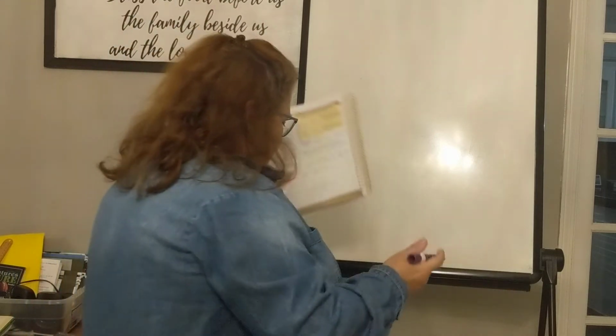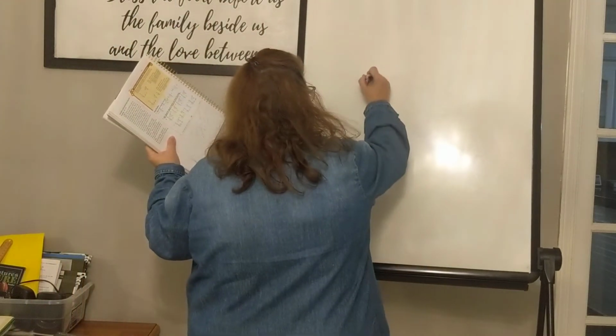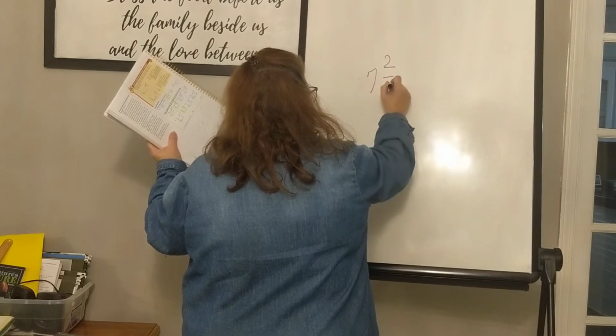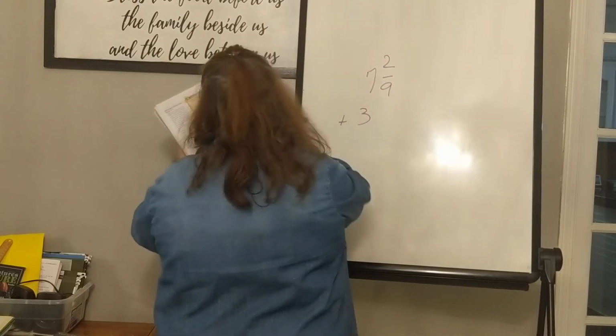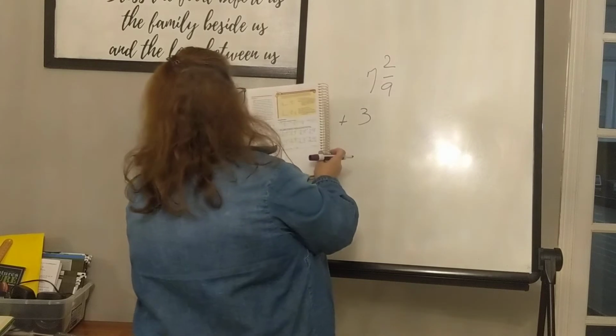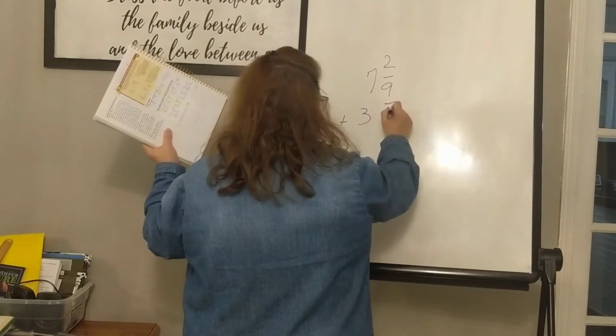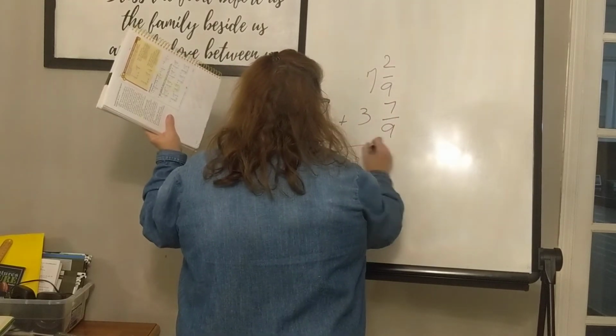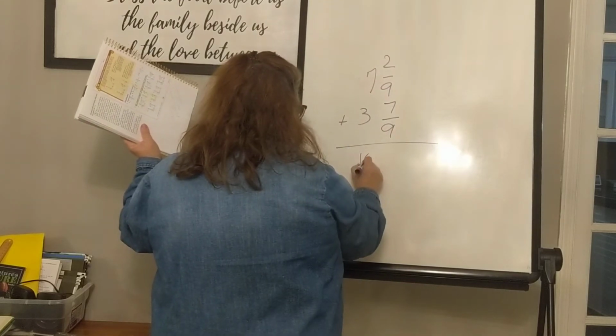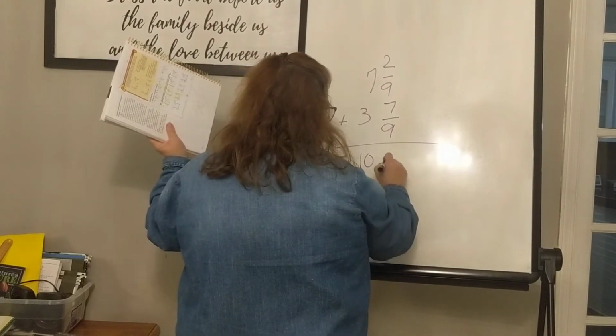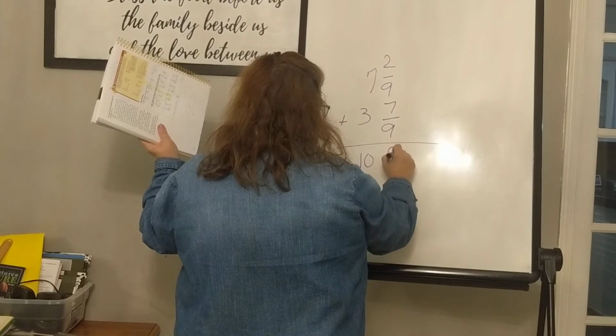Look at letter F. So we have 7 and 2 ninths plus 3 and 7 ninths. Gotta look at it again, yes. All right, so our whole number, 7 plus 3 is 10. Our denominator is 9. 2 plus 7 is 9.